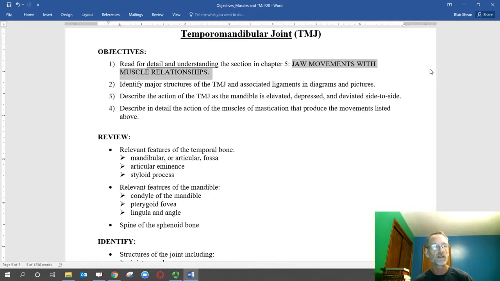So read it and pay attention to it and follow along, spend the time. It's a description that you can't read just once and have it down. You've got to read it, look at the illustrations, and think about it. And then it should start to make sense. So you're going to be identifying the structures of the TMJ as we go along, discuss mandibular movements, elevation, deviation side to side, etc. And a slight amount of depression, as I alluded to earlier.